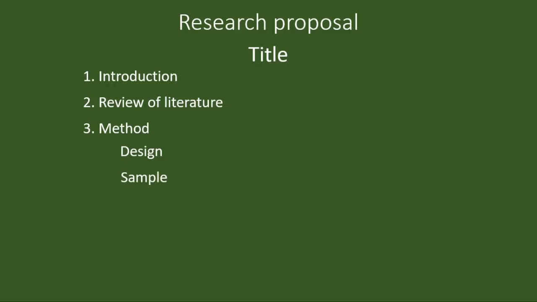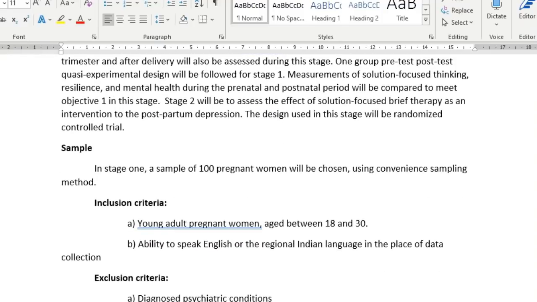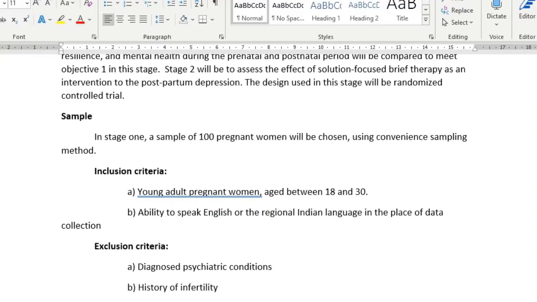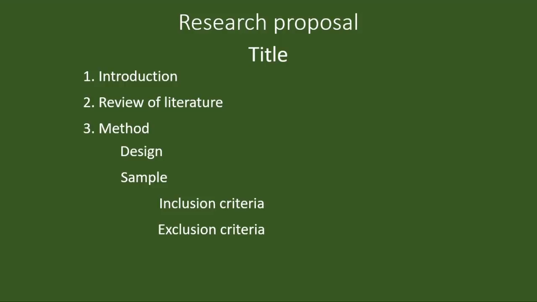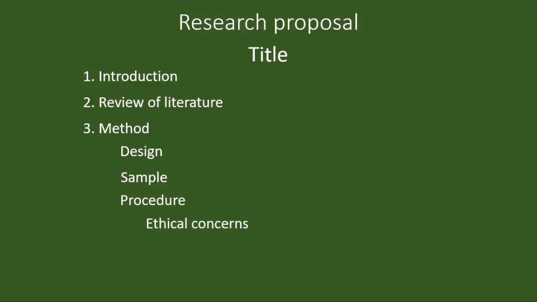Now, I have to write about my sample. What is its size? From where can I select the sample? What is the age range? Are there any inclusion or exclusion criteria? Next, I can write about the procedure. By procedure, we mean the data collection procedure.